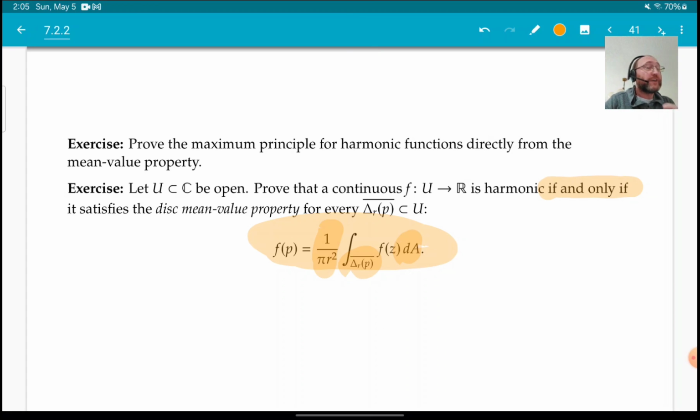All right, so that's it for the mean value property. And next time we're going to look at Harnack's inequality and Harnack's principle. All right, so I'll see you then.